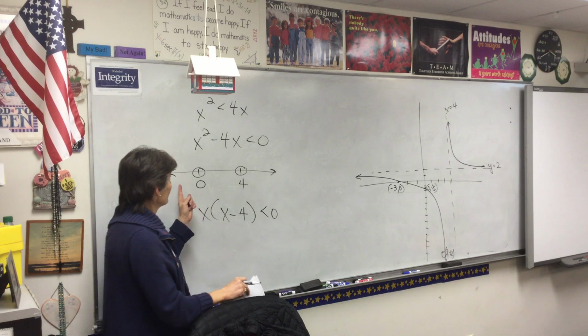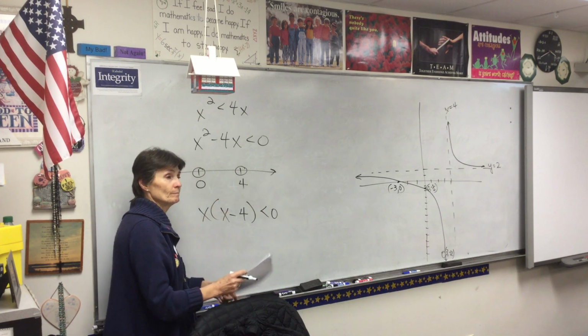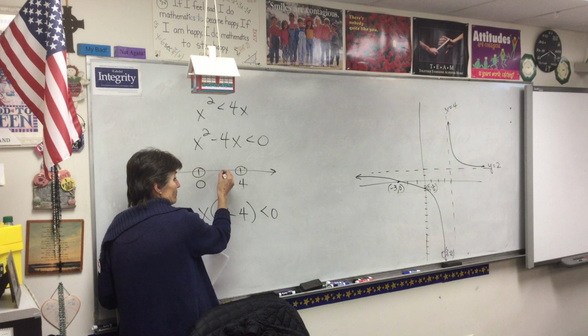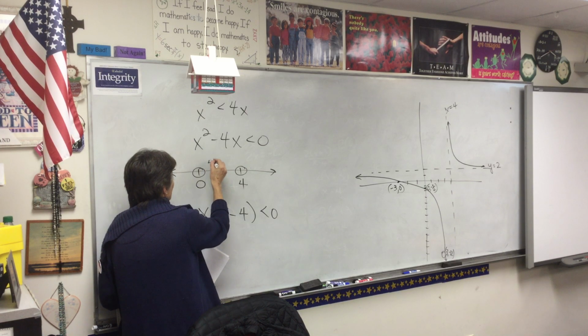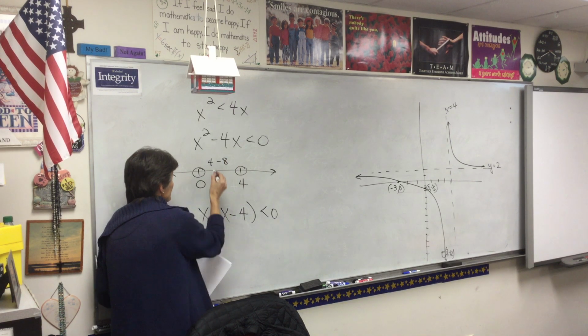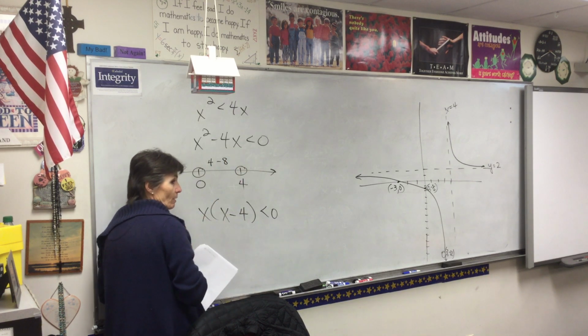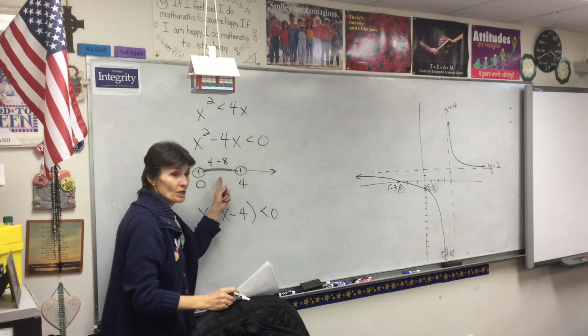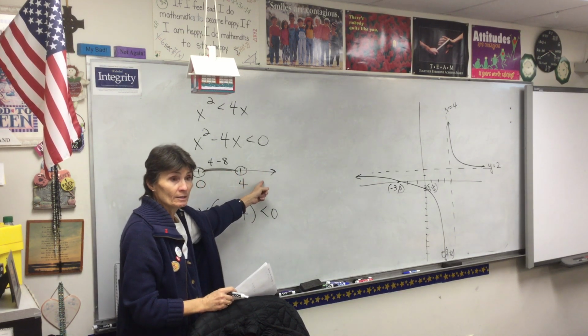All right, let's pick a number except 0 and 4. 2, of course. So if we pick 2, it's right in here. So 2 would give me 4 minus 8. Is 4 minus 8 less than 0? Yes. And if that one's shaded, then these are not.